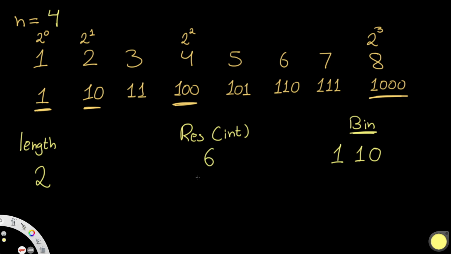And again, just to be clear, we're only going to be keeping track of the result, or the integer itself. I'm just showing the binary representation so you can understand. So now let's go through this a little bit faster. Now we have the number 3. Is the length going to increase? The answer is no.